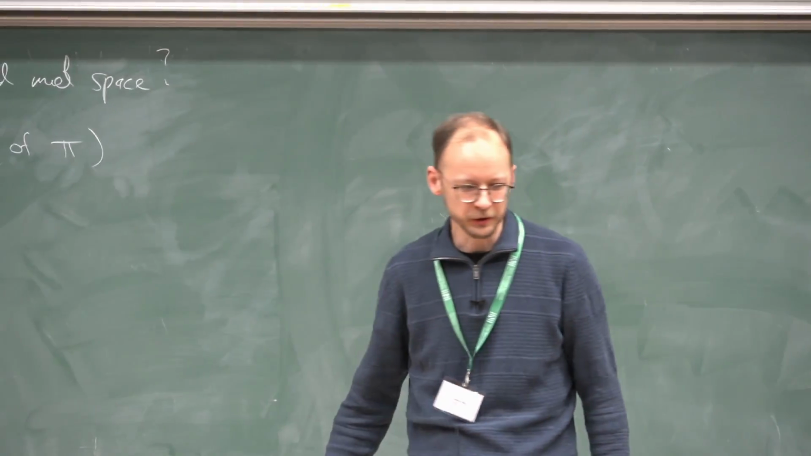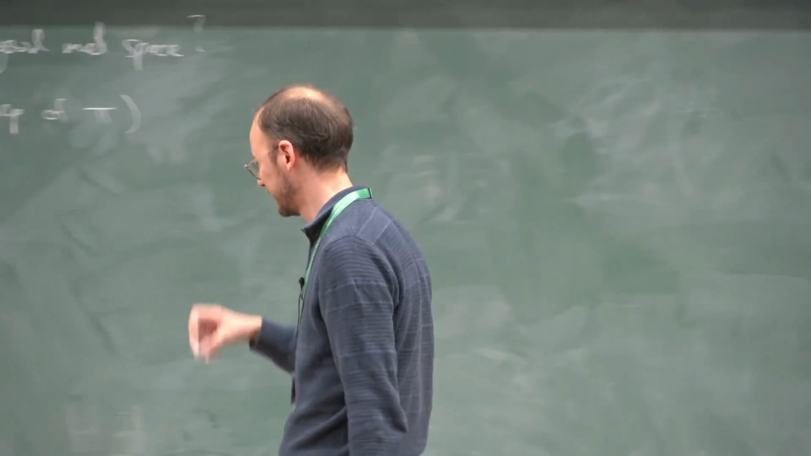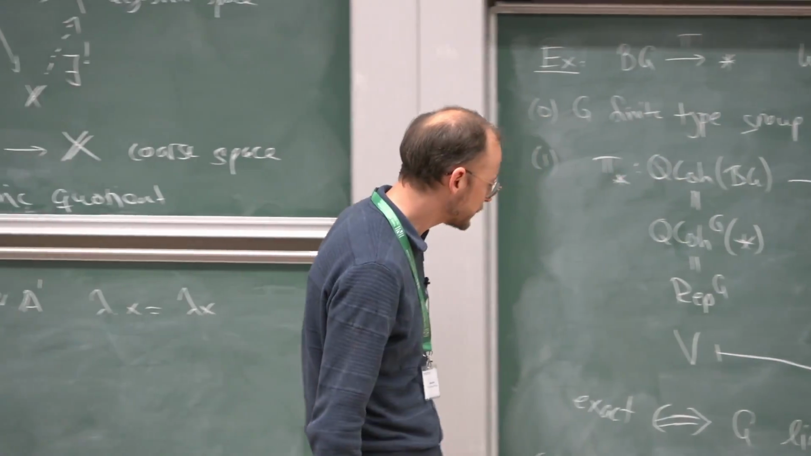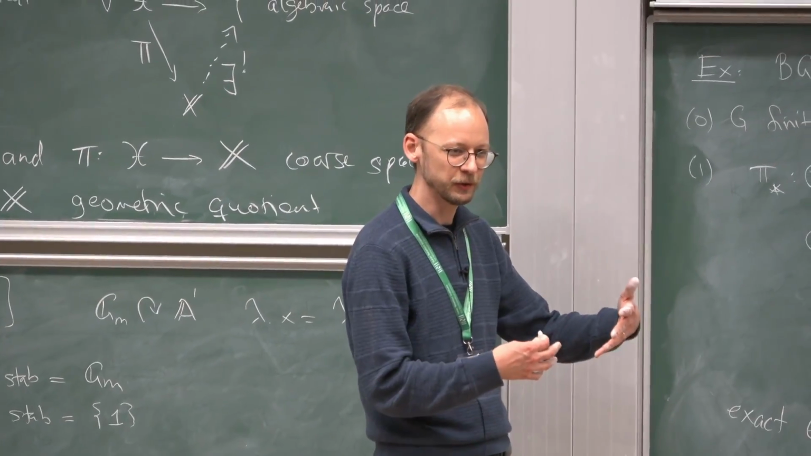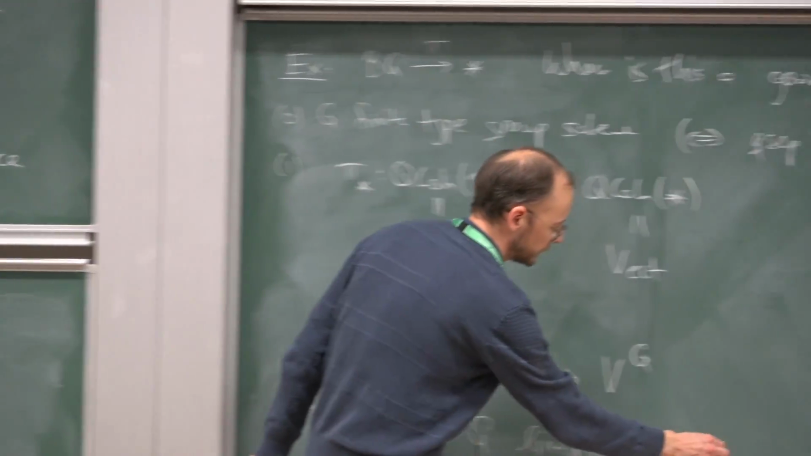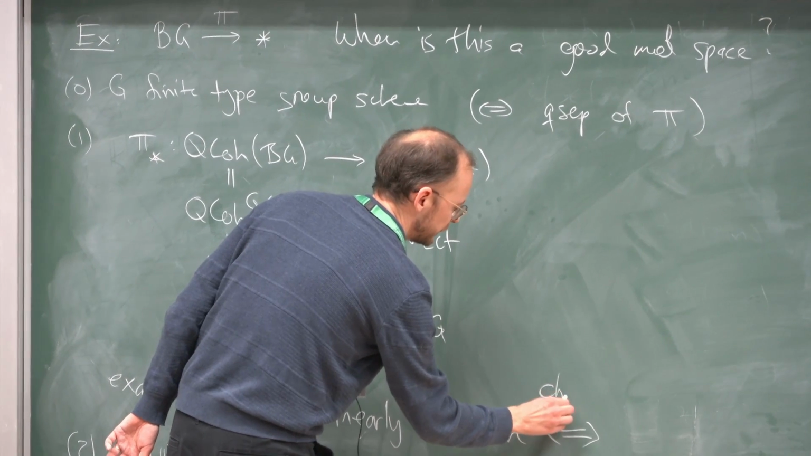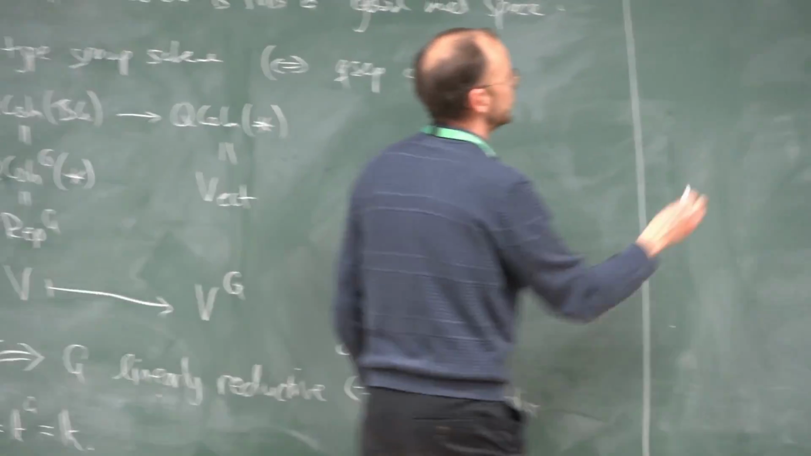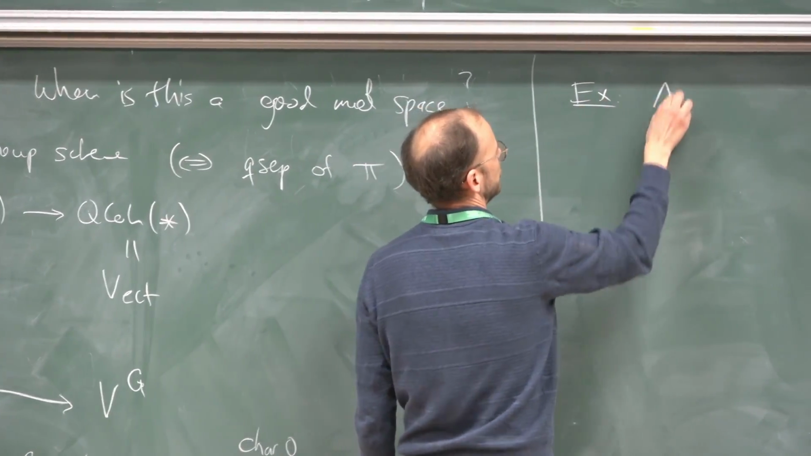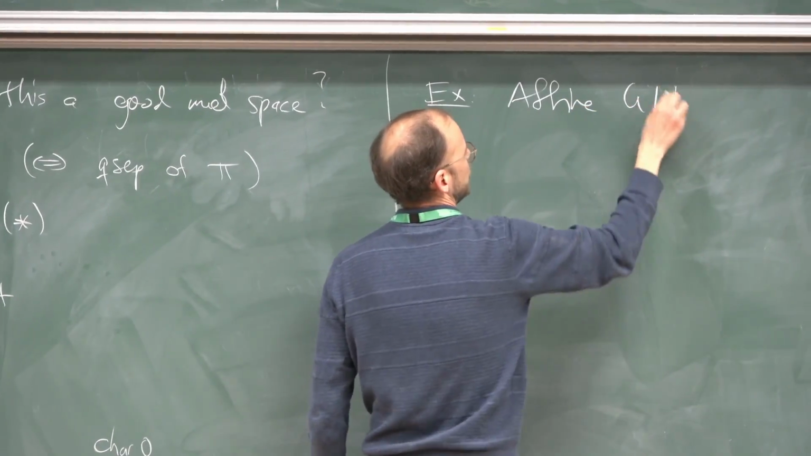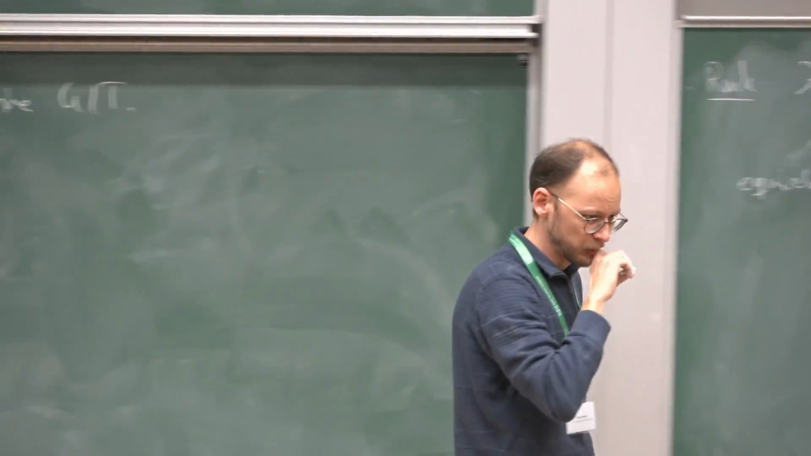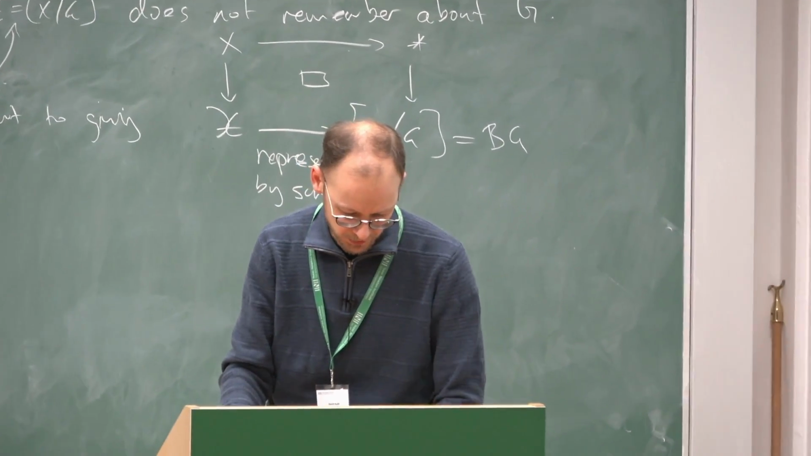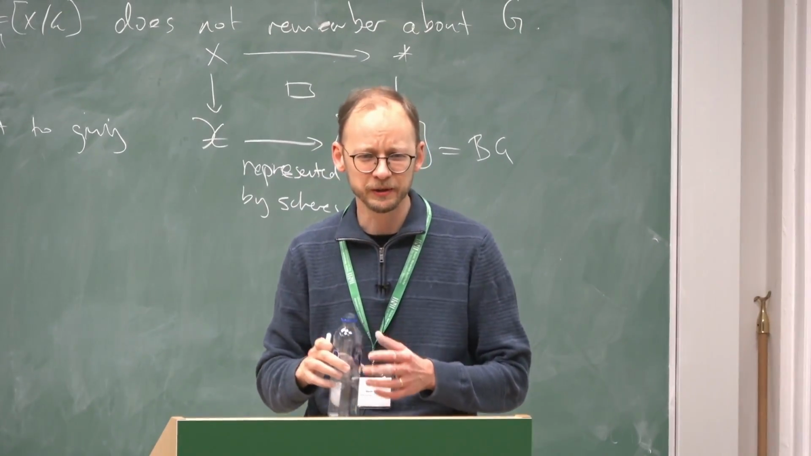If you remember, Josh also talked about reductive being the same thing as not having a nontrivial unipotent radical. That's the definition of reductive also in positive characteristic. I think in characteristic 0 these are the same. We also saw affine GIT, was it today or yesterday?